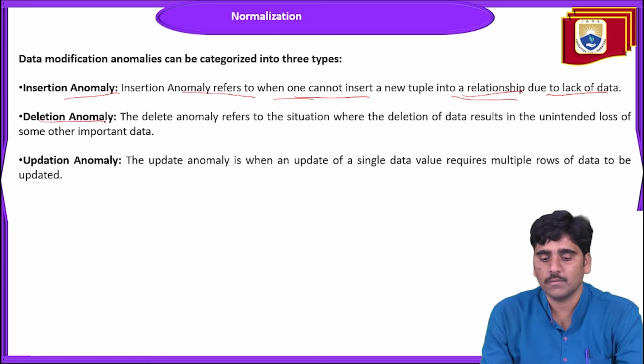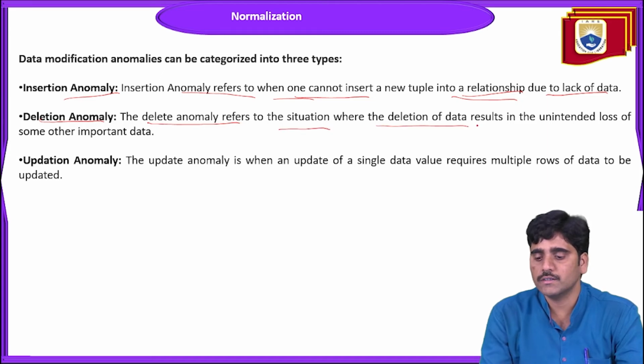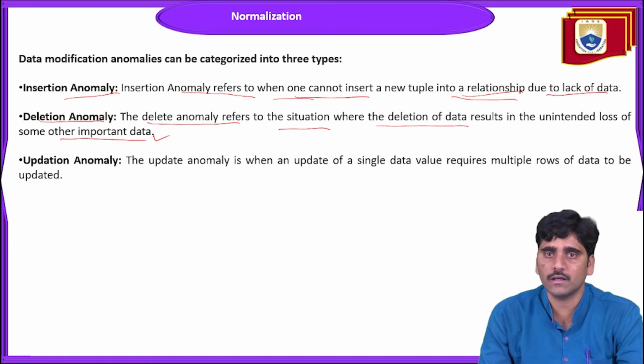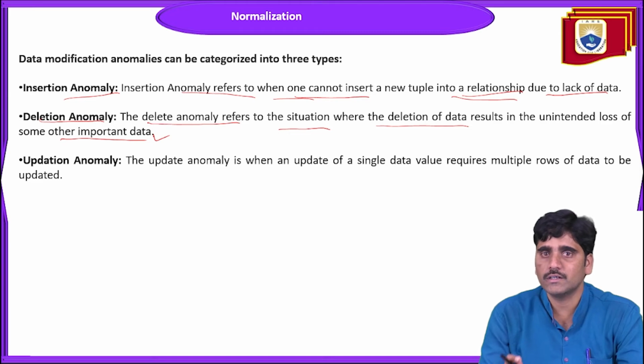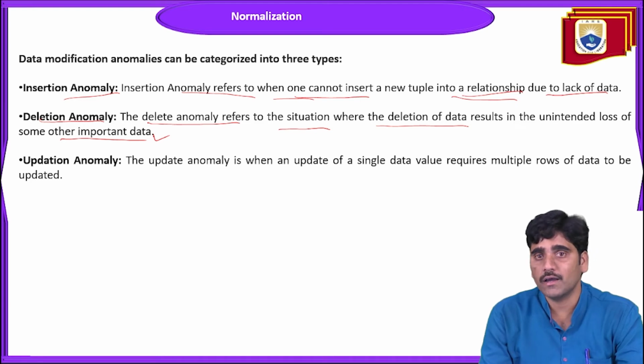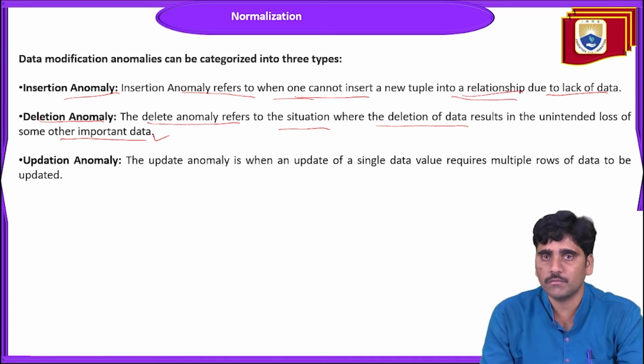The second one is the deletion anomaly. A deletion anomaly refers to the situation where the deletion of data results in the unintended loss of some other important data. If you are doing a particular deletion operation, some of the data is unintentionally lost. If you delete only the data that is required, it is very easy, but you should not delete all the data. That is the deletion anomaly that occurs at the time of deletion operations.